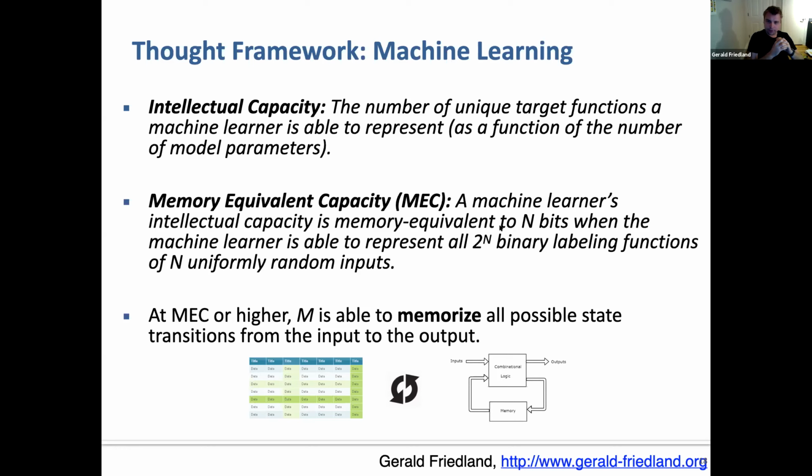Now, why is this memory equivalent? Well, because that's how memory works. If you have n bits of memory, it can be in one of 2 to the power of n states, right? And so it's memory equivalent because right now, that only means we memorized. So by default, it just means we look at, okay, can you memorize all tables of n entries? And what we call is not all tables, but all binary tables, okay? So what it means is, at memory equivalent capacity or higher, M is able to memorize all possible state transitions from the input to the output, okay? And M is our machine learner.